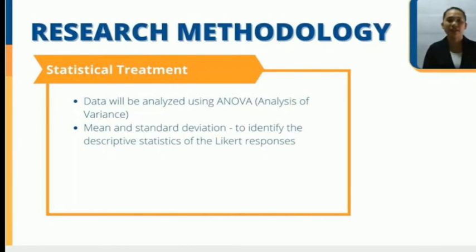For the research instrument, a modified laboratory manual about conservation of linear momentum will be utilized, along with a Likert scale survey questionnaire with these categories: ease of use, portability, and reliability of measurement. For the data gathering procedures, data will be analyzed using ANOVA, analysis of variance, mean and standard deviation to identify the descriptive statistics of the Likert responses.